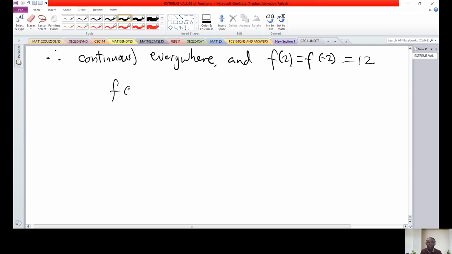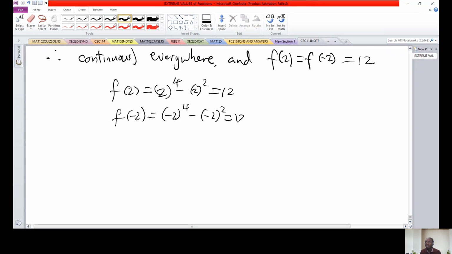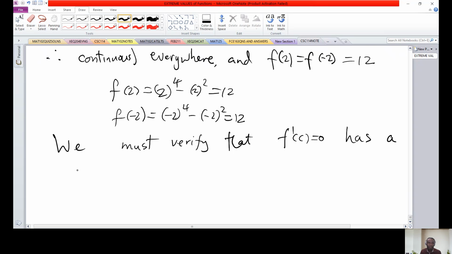You can easily see from here that f of 2 equals 2 power 4 minus 2 power 2, which is 12. And also f of minus 2 equals minus 2 power 4 minus minus 2 squared, which is still 12. So we must verify that f prime of c equals 0 has a solution in this open interval. So this is the conclusion of Rolle's theorem.